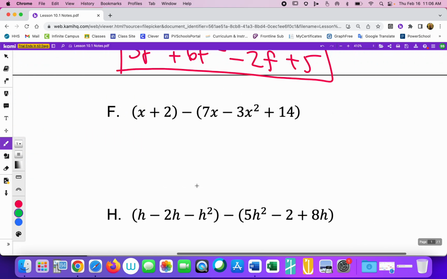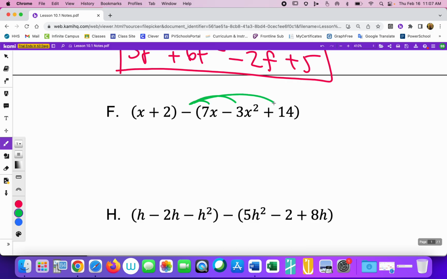Okay. So again, over here, you distribute the minus sign into the parentheses after it. So we still have x plus 2. Now what?